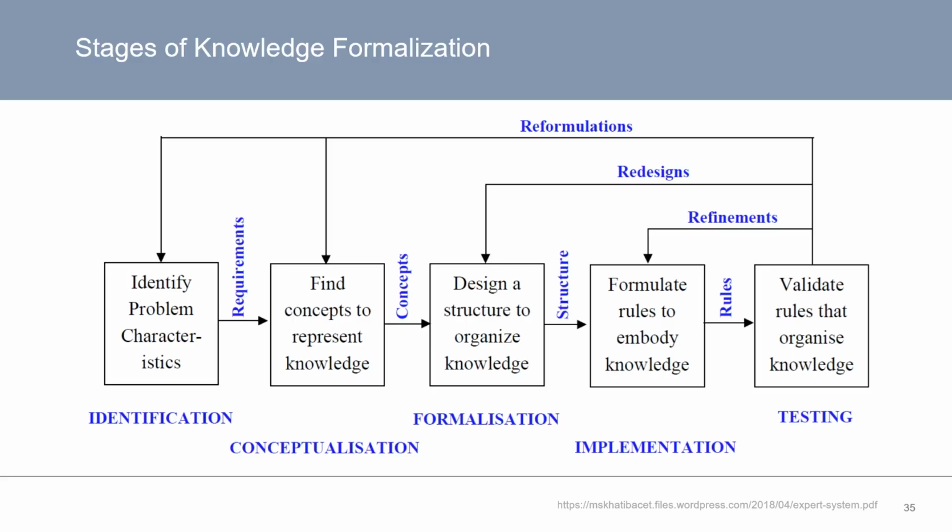Next, we'll move on from knowledge acquisition to knowledge formalization. Here we have another figure that relates to the process of going from acquired knowledge to an expert system with structured and formalized knowledge. This can include identification of problem characteristics to identify requirements, and then conceptualization, where we aim to find concepts to represent knowledge, and then formalization, where we design a structure to organize knowledge, then implementation, where we formulate rules to embody knowledge, and lastly, we would test these rules to validate their functionality.